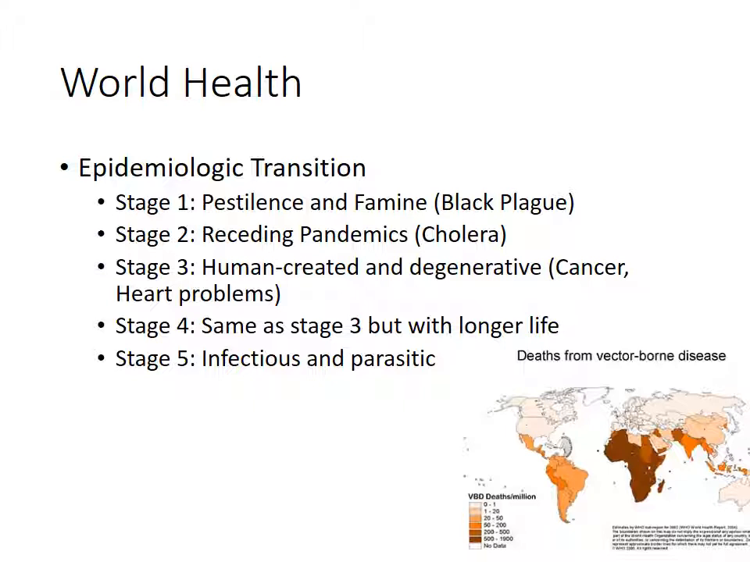Stage 4 is the same as stage 3, but these countries that are in stage 4 have typically found medical advancements that are going to help people live longer. And then stage 5, they're saying, is a return to infectious and parasitic diseases. So again, more vector diseases like HIV in sub-Saharan Africa and other places in the world.